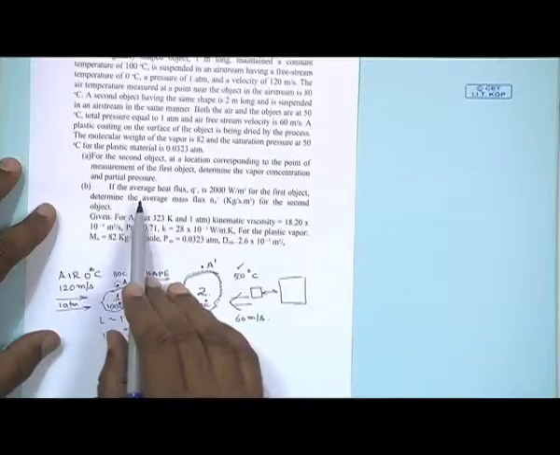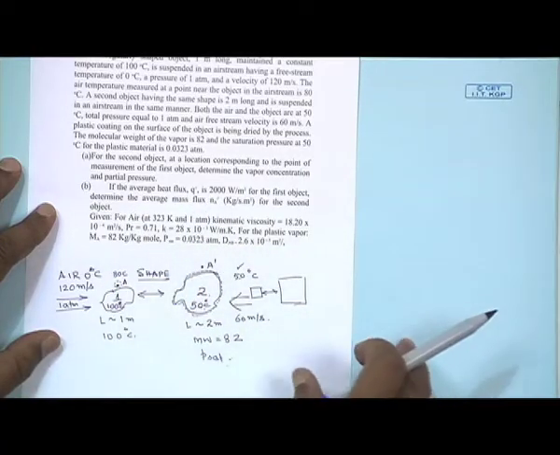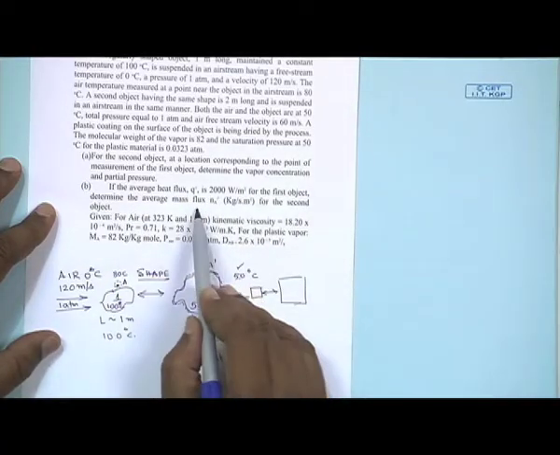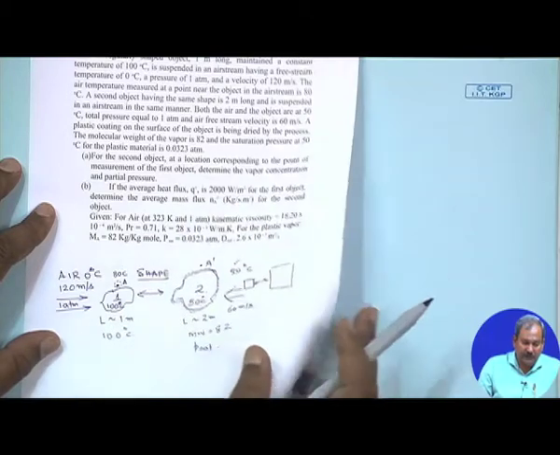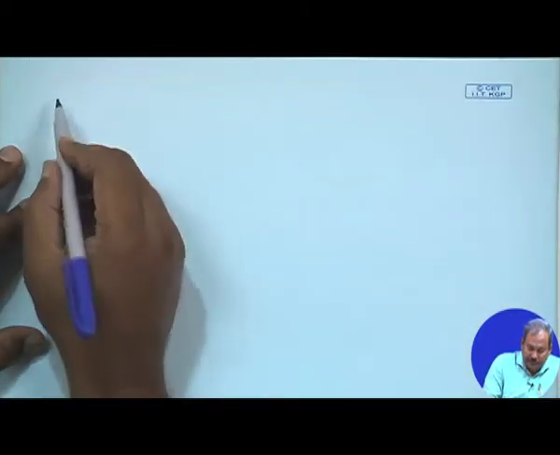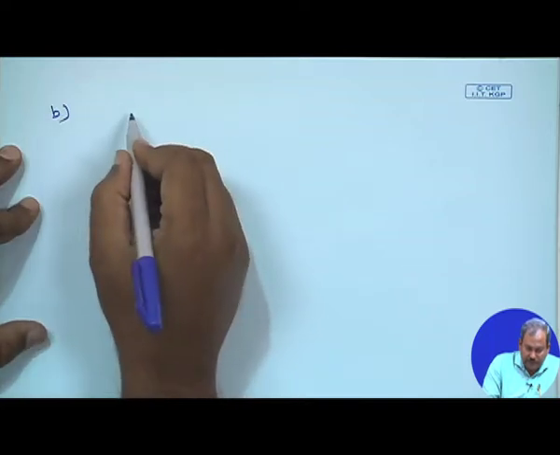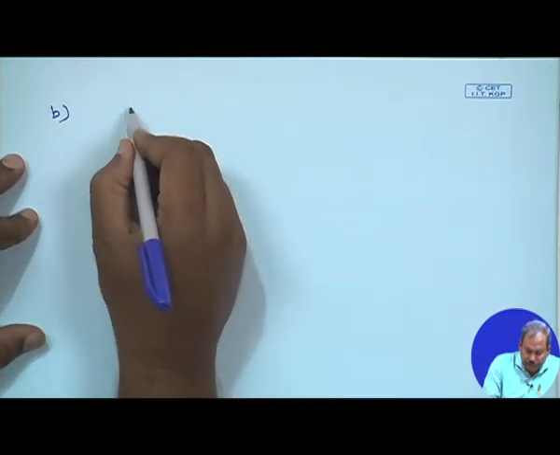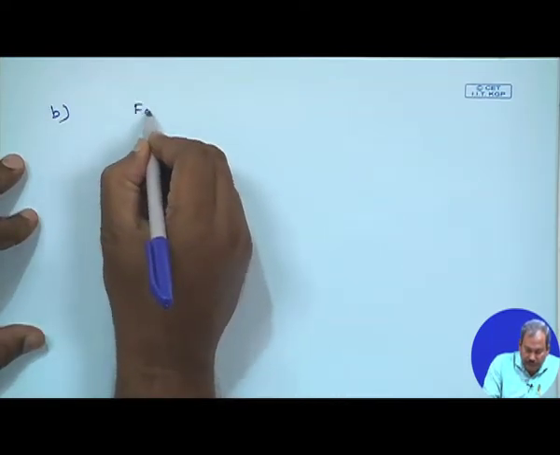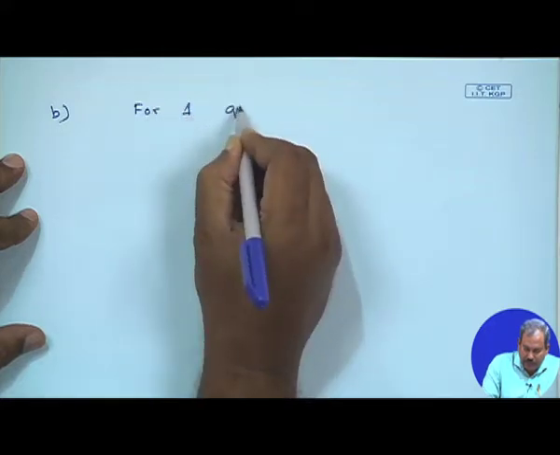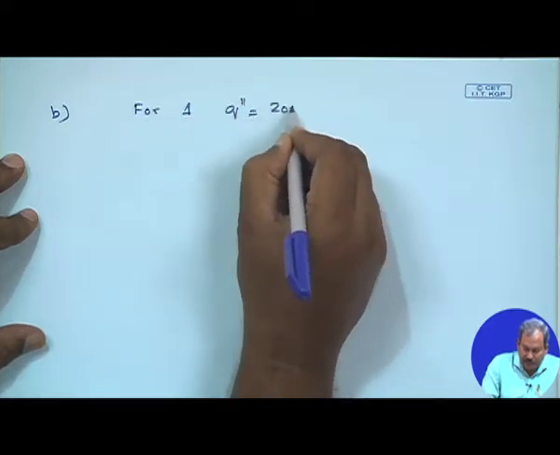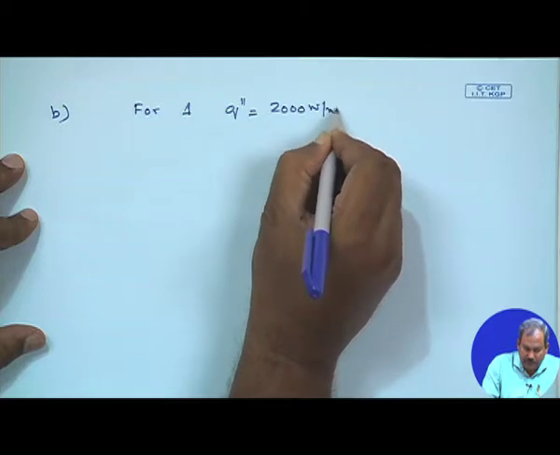So, this is one of the big advantages of this analogy, and now we are going to find out if the average heat flux is known for the first object, what is going to be the average mass flux for the second object. So, for this second part, we know that for object one, Q double prime is provided as 2000 watt per meter square.